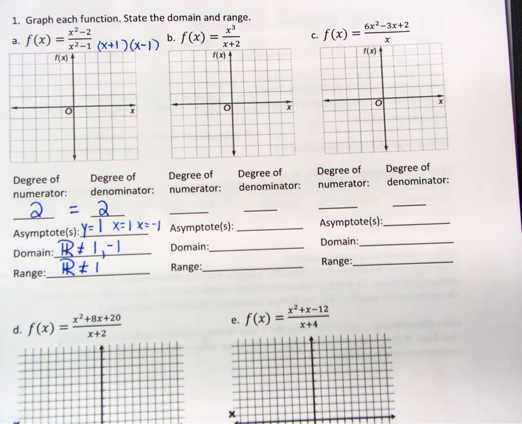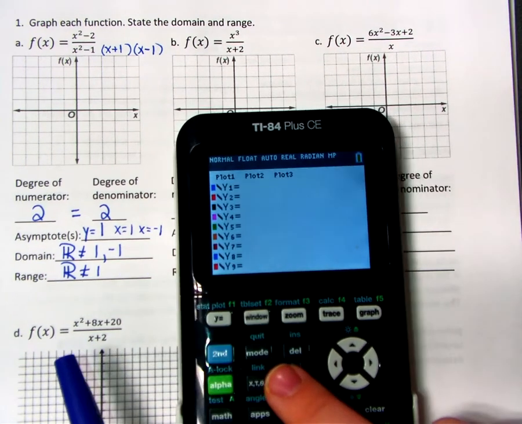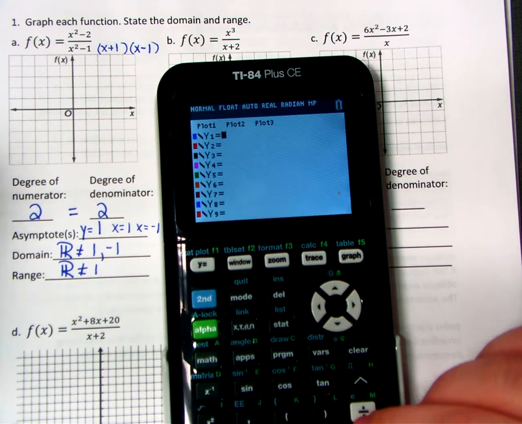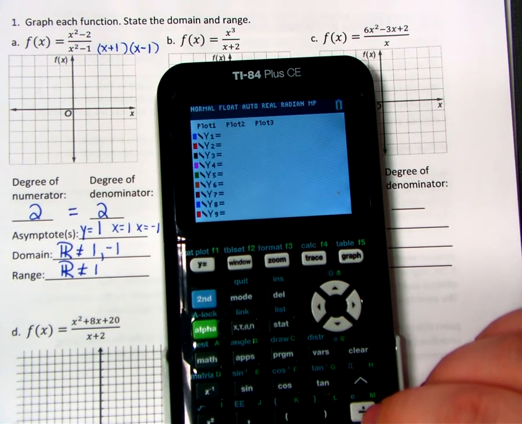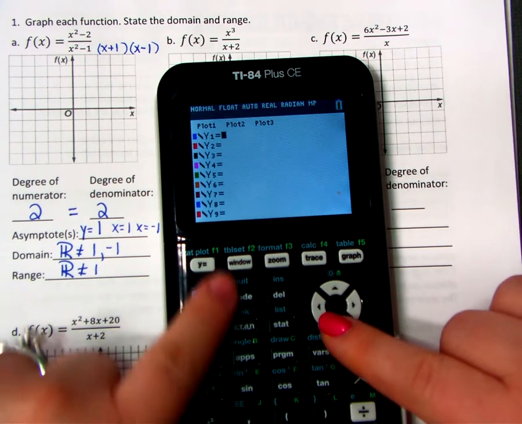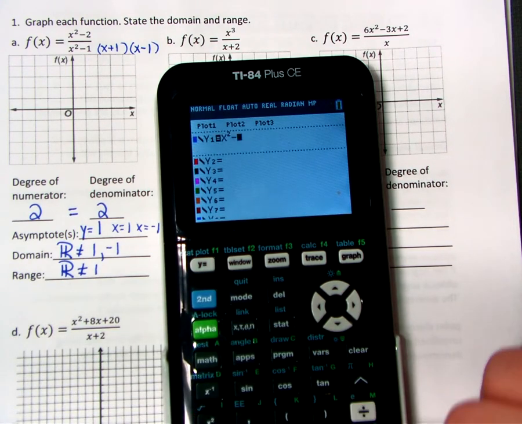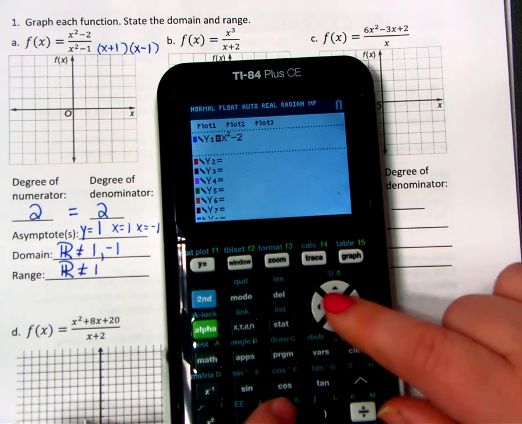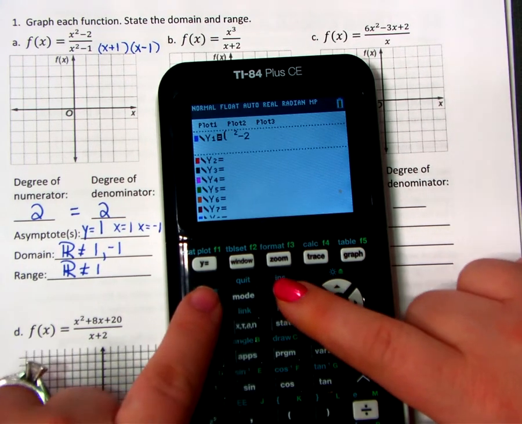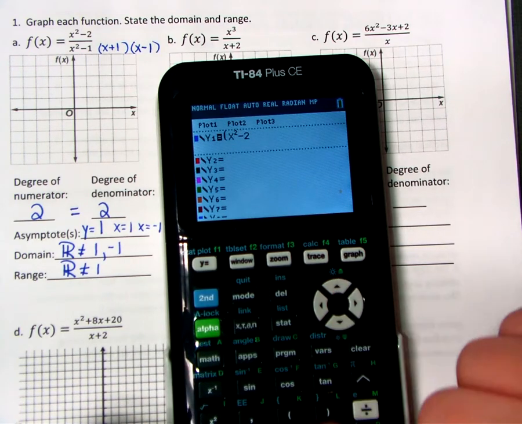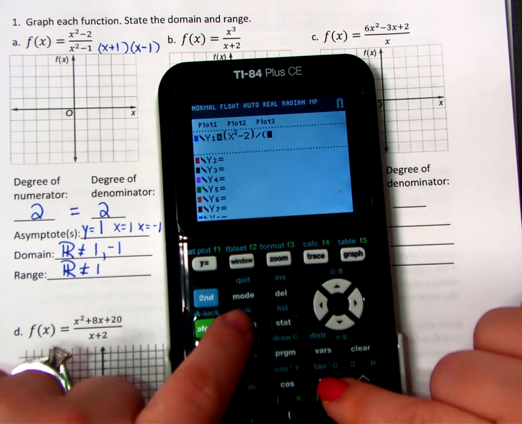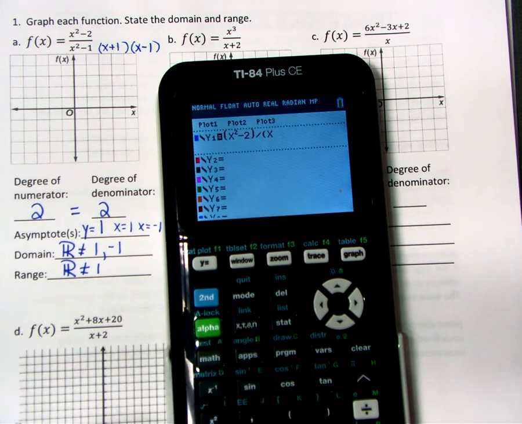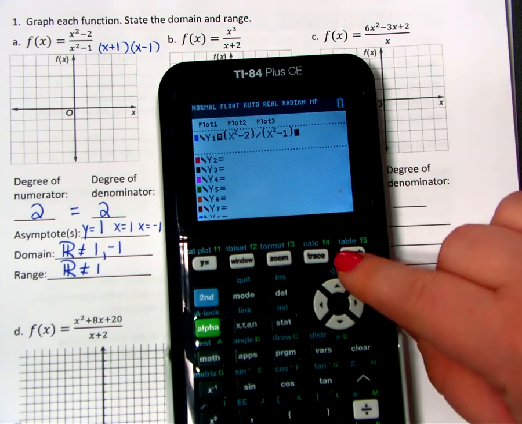Now, I might actually recommend to you, especially when we get into the oblique asymptotes, that you type it into your graph first, because some of these you're going to want to change what the scale is. So I have x squared minus 2, and you're going to want to put that in parentheses, because remember, we want the whole top in parentheses over x squared over x squared minus 1. So I've got the top in parentheses, I've got the bottom in parentheses. And then take a look at the graph.